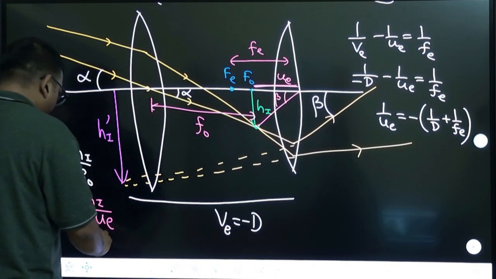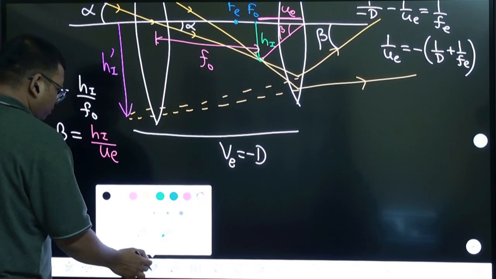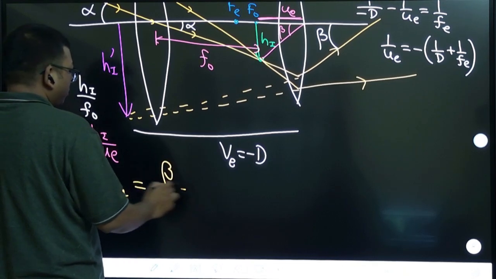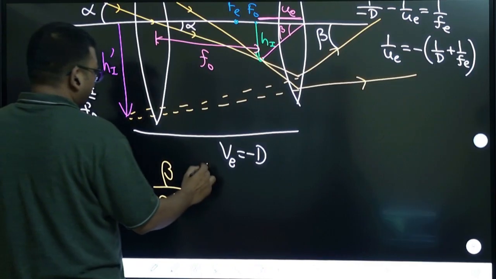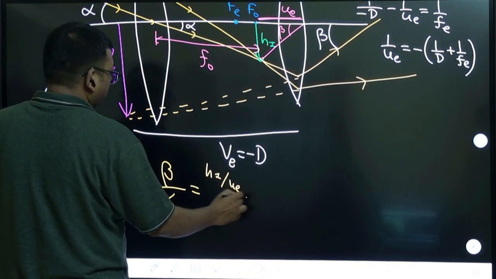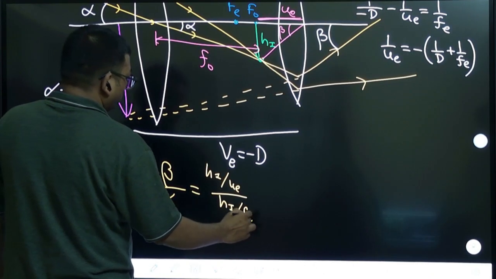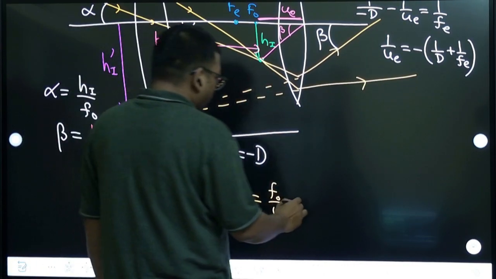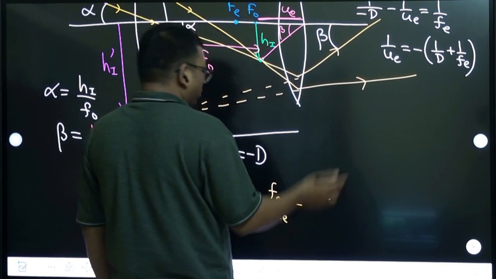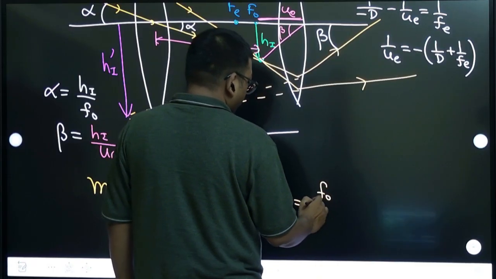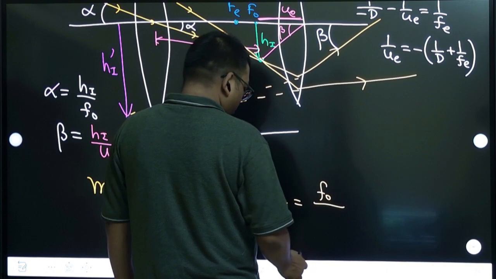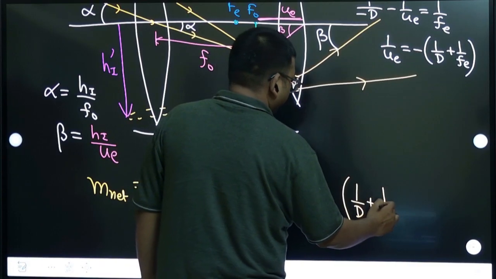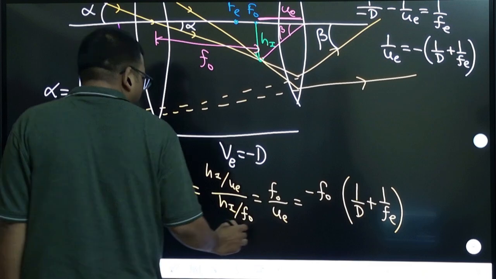Now when you take magnifying power or total magnification, net magnification or magnifying power, we take beta by alpha. This is the definition. So here when you take hi by UE and you take hi by FO, you get FO by UE. Now 1 by UE we will substitute from that. So 1 by UE is what? Minus 1 by D plus 1 by F. Very important formula. Here only people get confused.